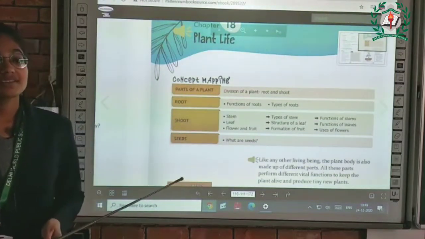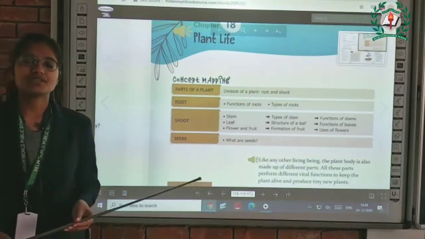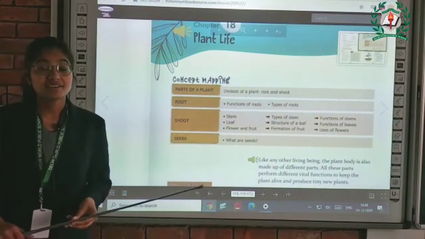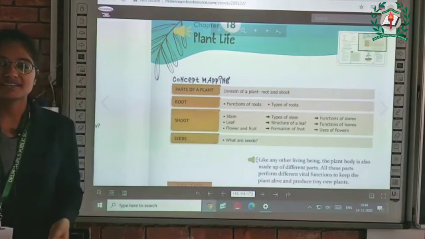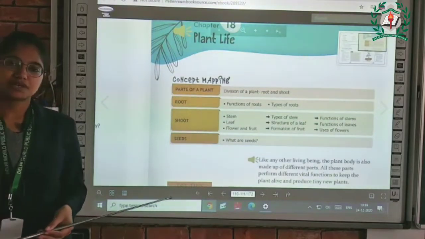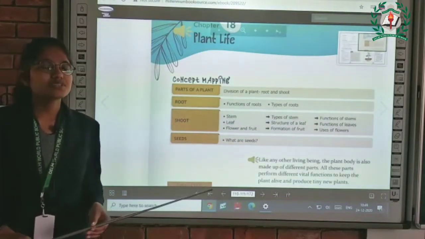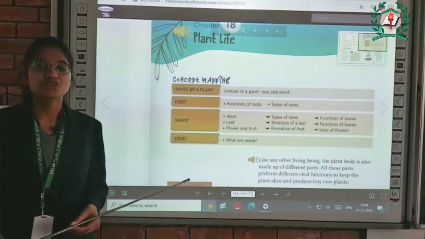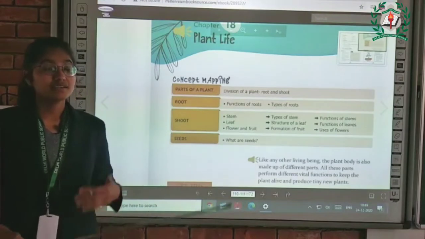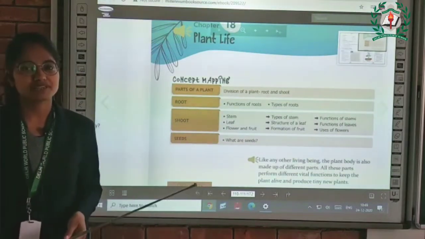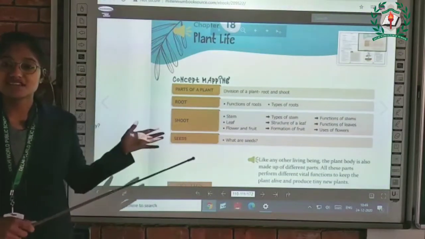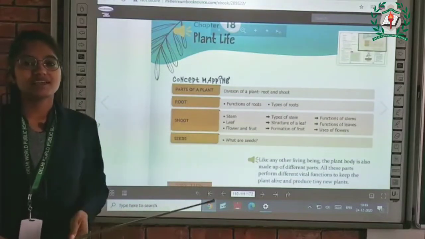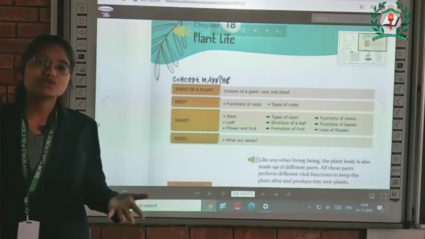So students, in this chapter, we will study about the life of the plant. We'll study that there are different kinds of plants and there are different parts of the plants. You must have observed that there are so many different kinds of plants in your surroundings. You must have seen that there are different kinds of parts of those plants. So students, in this chapter, we'll study deeply about all those parts of the plant.